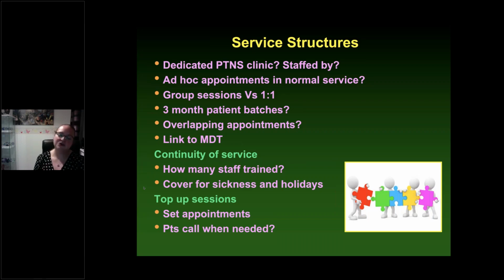Who's going to cover if they go off sick or on holiday? So you need to make sure you have an appropriate number of staff trained. And when you're thinking about the top-up sessions following the course of therapy, do you book set appointments 4 weeks later, 8 weeks later, or do you make it so that patients can call up and access an appointment in a short space of time when their symptoms start to recur?